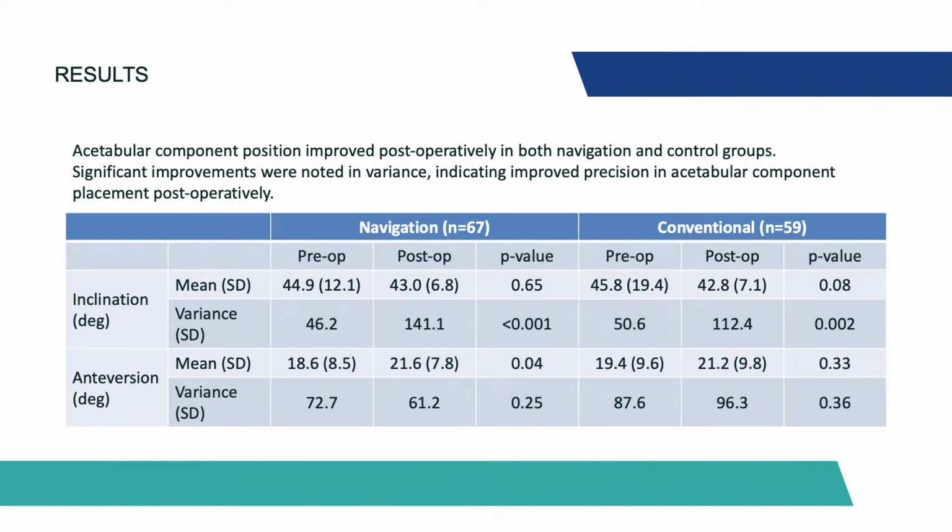Significant improvements were noted in variance, indicating improvement in precision in the acetabular component placement postoperatively. What you can see on line 2 is that the variance improved significantly in both the navigation group and in the conventional group, although the anteversion increased significantly in the navigation group alone, whereas it did not happen in the conventional group.